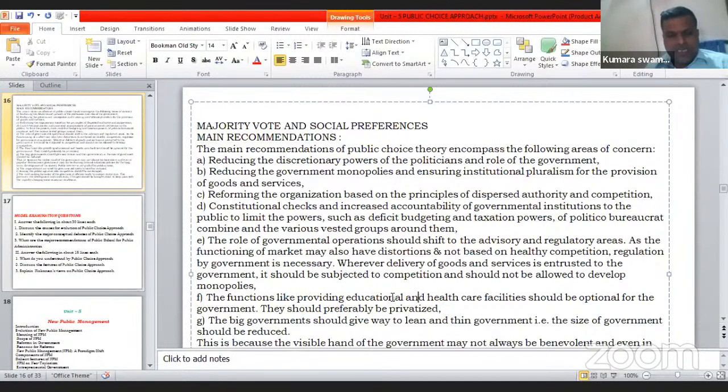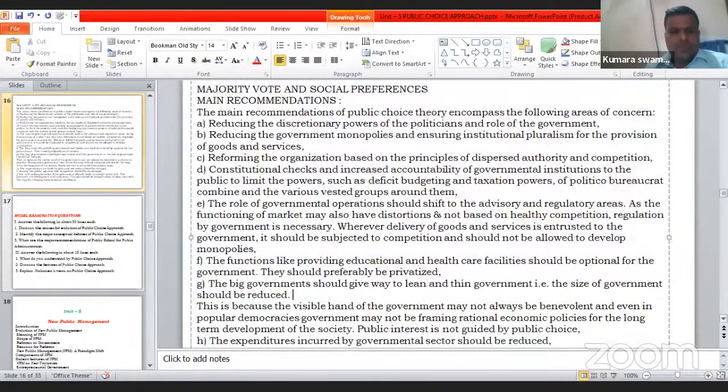Of course, in the globalization era, these services are provided by different private organizations. But in developing countries like India, education and health should be provided by the government, because we can see that in the Indian population, the majority of people are poor. So due to that, the government has to provide better education and the best medical facilities to the people. So another main recommendation of this public choice theory is this.